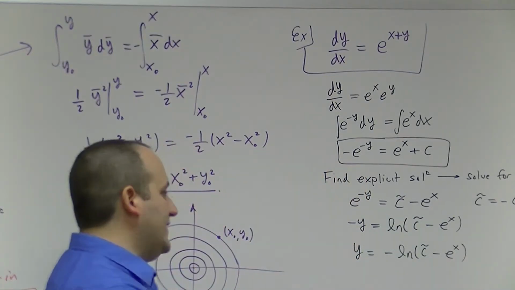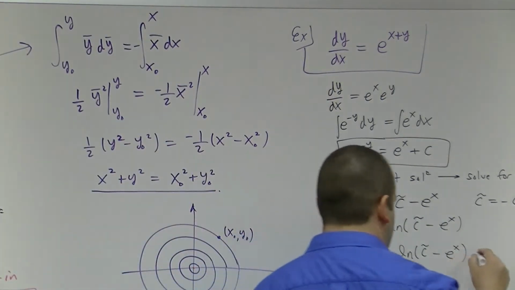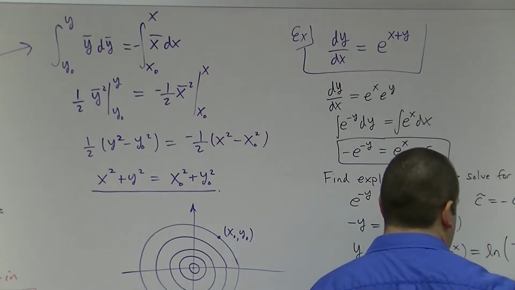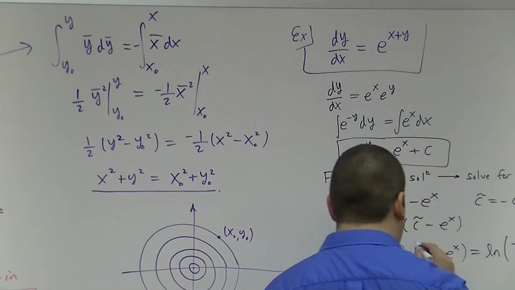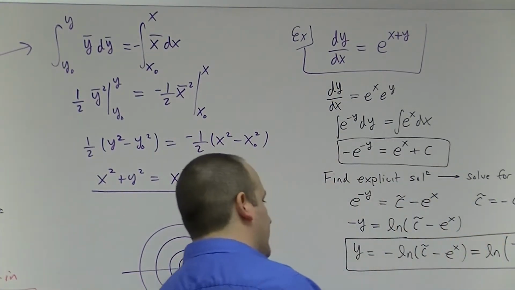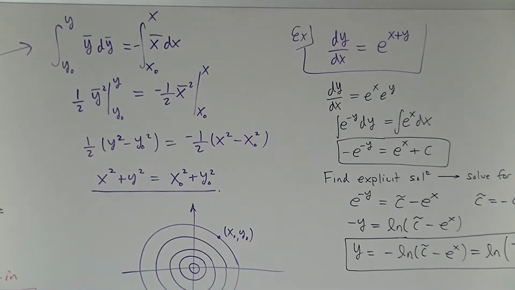Of course, you can bring the minus inside if you want. You could also write this as the natural log of 1 over C tilde minus e to the x. As you're working problems out in the book, if you have trouble making contact with the answer in the back of whatever book you're looking at, more often than not, it's properties of logs that are disguising solutions from what you found. Okay, so there's another example. Let us move on to case 2.